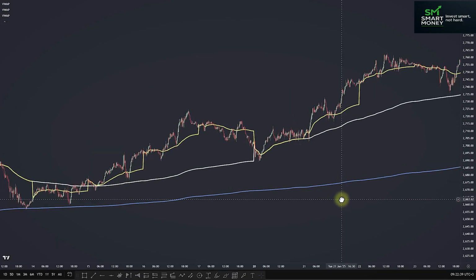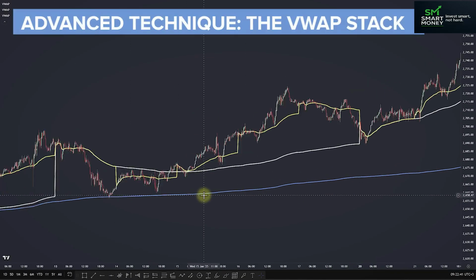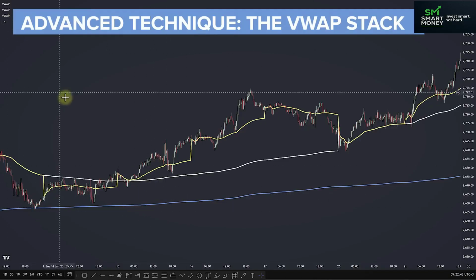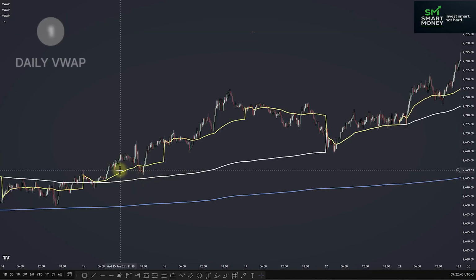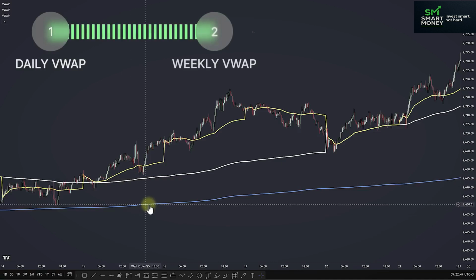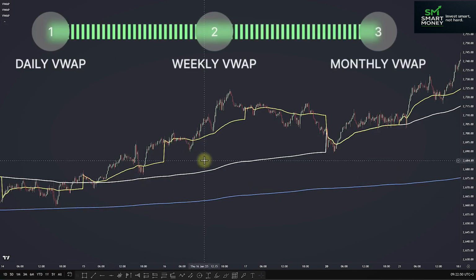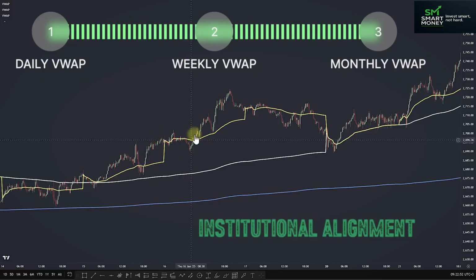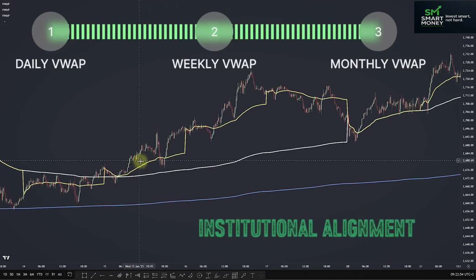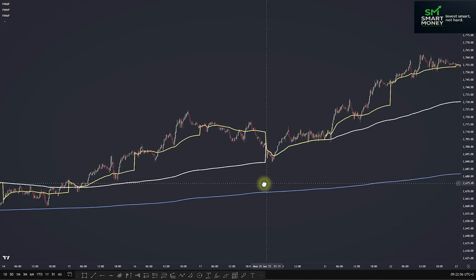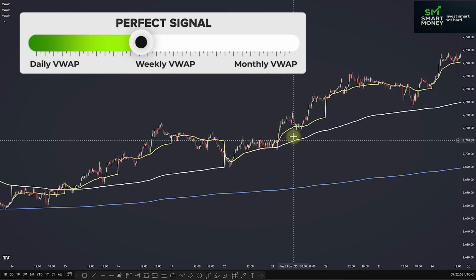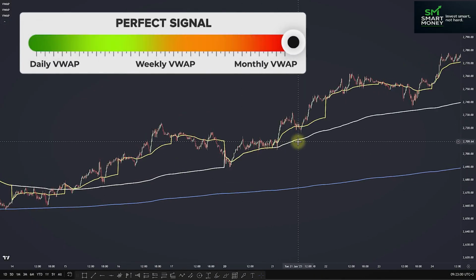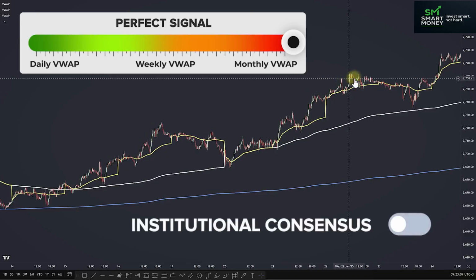Instead of guessing market direction, smart money uses the multi-timeframe VWAP stack. When daily, weekly, and monthly VWAP all point in the same direction, you have institutional alignment. This creates the most explosive moves. Watch for this pattern. When all 3 VWAPs are stacked bullishly, daily above weekly, above monthly, and price is above all 3, you have what we call institutional consensus.